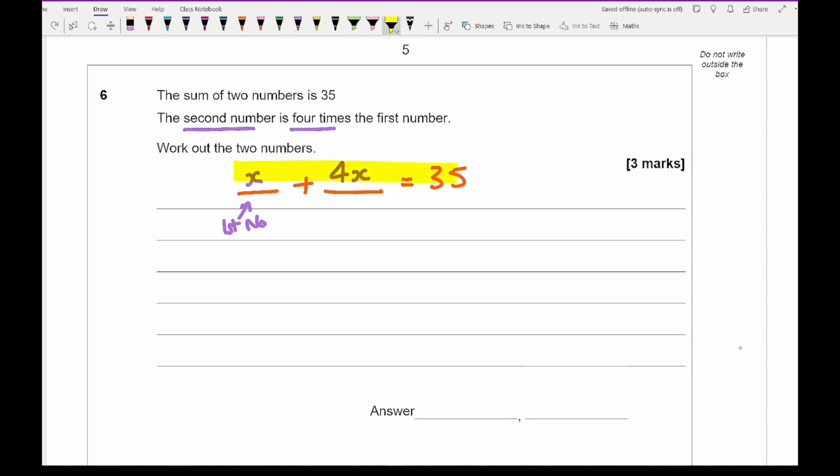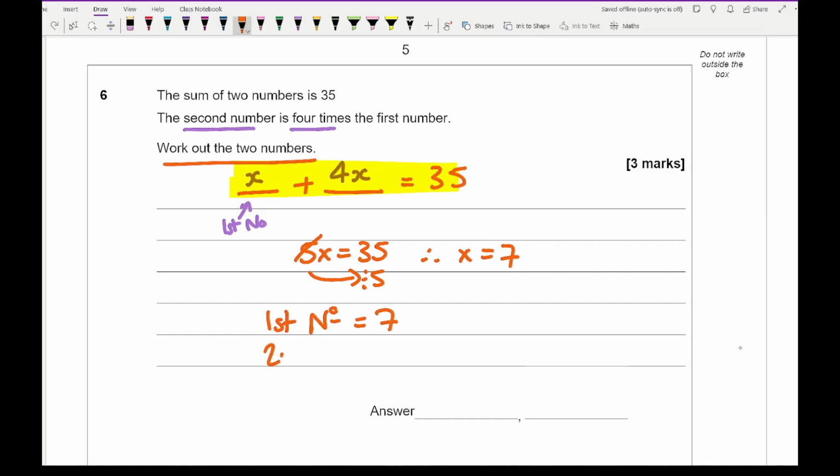So what I've got is x plus 4x equals 35. Then if I collect the like terms, I end up with 5x equals 35. So therefore x is going to equal, if I take the 5 over by dividing, x equals 7. Now the question says, what are the two numbers? Well, the first number is x, which is just 7, and the second number is 4 times that, which is 7 times 4, which is 28. So the two numbers you want to write are 7 and 28 in any particular order.